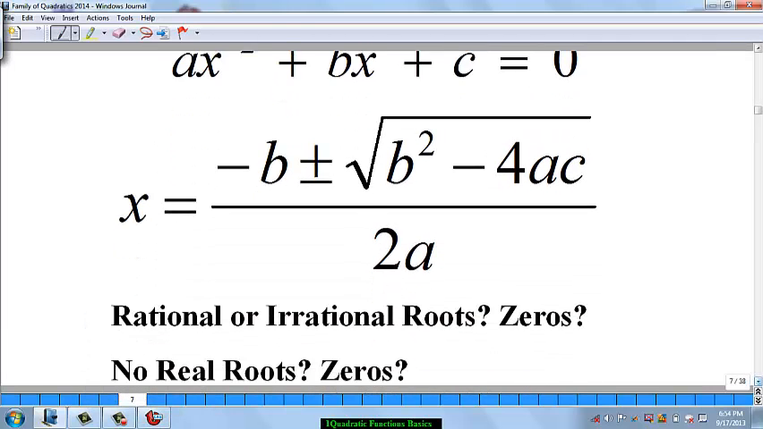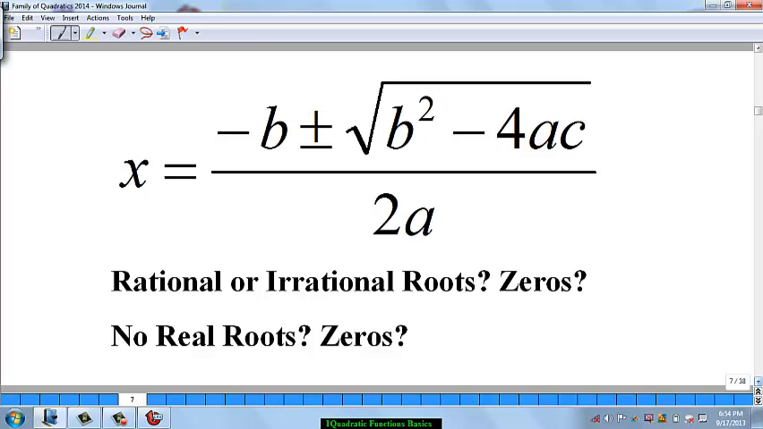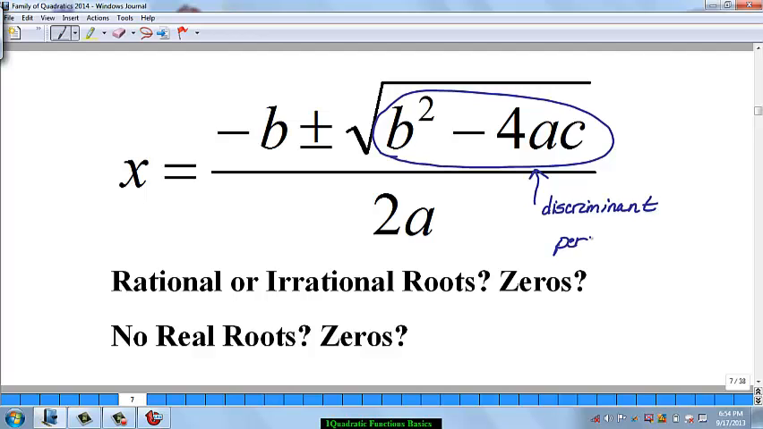Again, I have this here. If you were to look at this, you can tell if the roots are rational or irrational roots by looking at your discriminant, which is what's underneath the radical sign. This is called your discriminant. So you can look at it to tell what's going on with your roots. So for example, if it's a perfect square, I know I'm going to have rational roots or rational zeros.